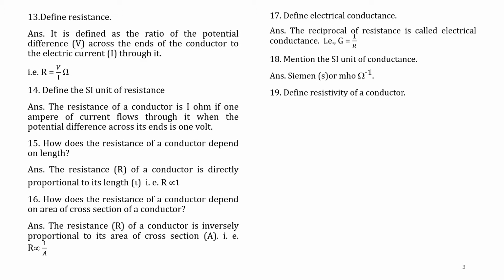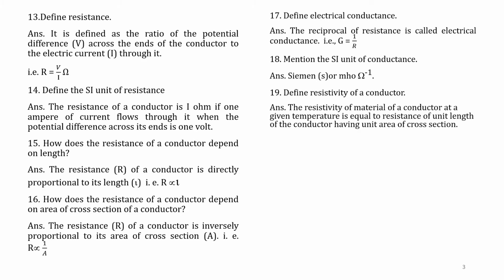Question number 19. Define resistivity of a conductor. The resistivity of the material of a conductor at a given temperature is equal to the resistance of a conductor of unit length having unit area of cross section. That is, at a given temperature, the resistance R is equal to rho L by A.